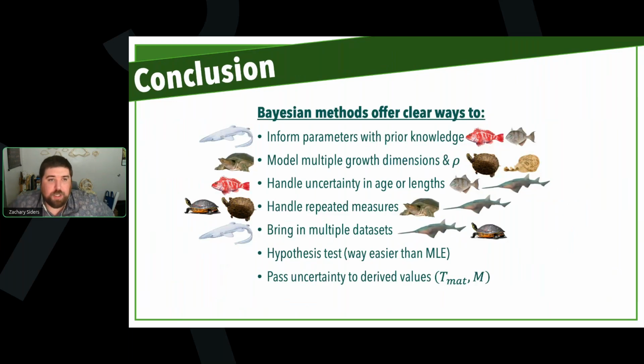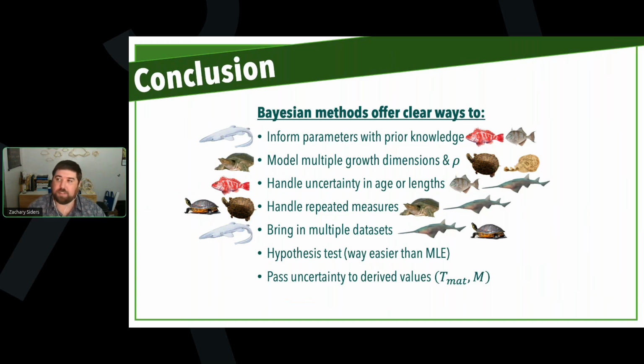So in conclusion, Bayesian methods offer us a lot of clear ways we can improve our von Bertalanffys. We can inform prior parameters with prior knowledge, like we did with goblin sharks and some of the other ones, bringing in some information about size at birth. We can estimate growth in multiple dimensions and the correlation or covariance between them. We can handle uncertainty in age and lengths within the model itself. We can handle repeated measures. That comes about with things like increment analysis or mark recapture.